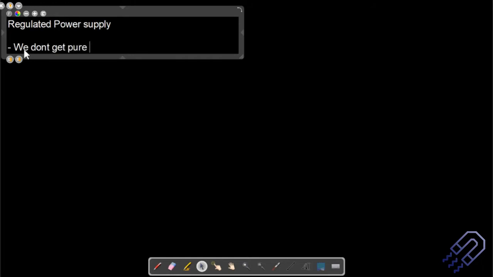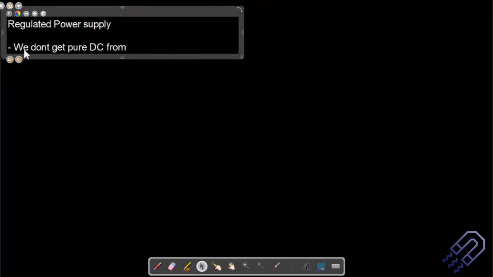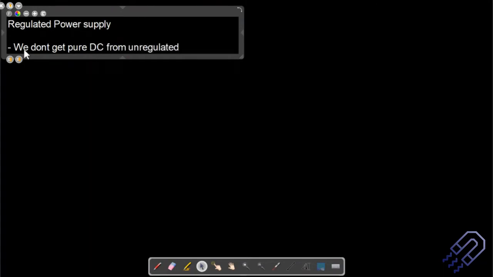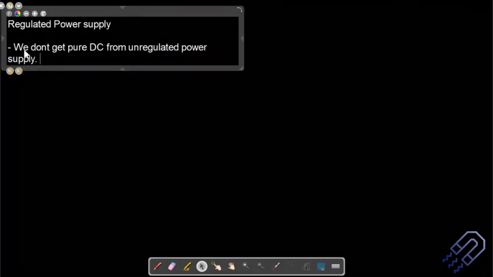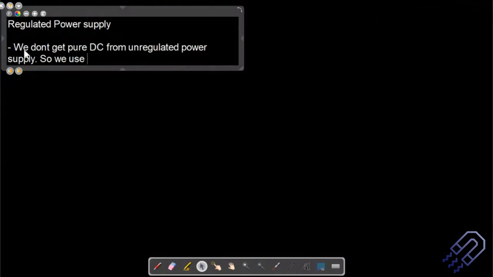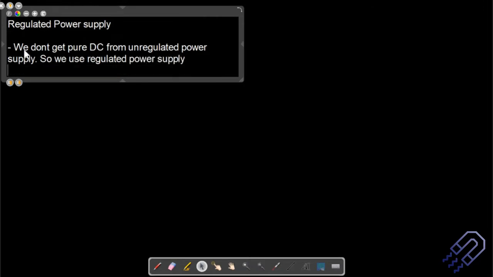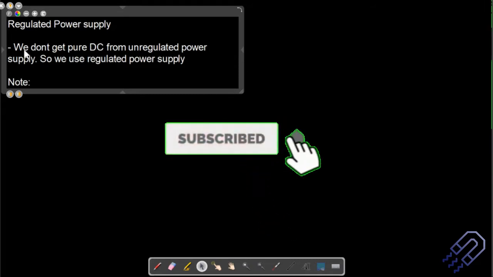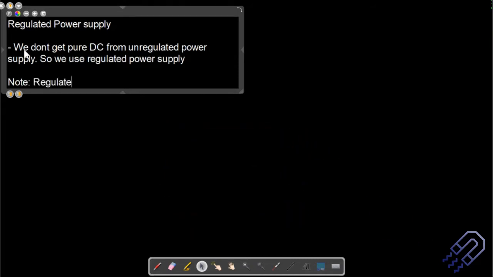We don't get pure DC from an unregulated power supply, and so the question is simple: why do we use a regulated power supply? Regulated power supply. So if I write down a note here, a regulated power supply has two additional stages.